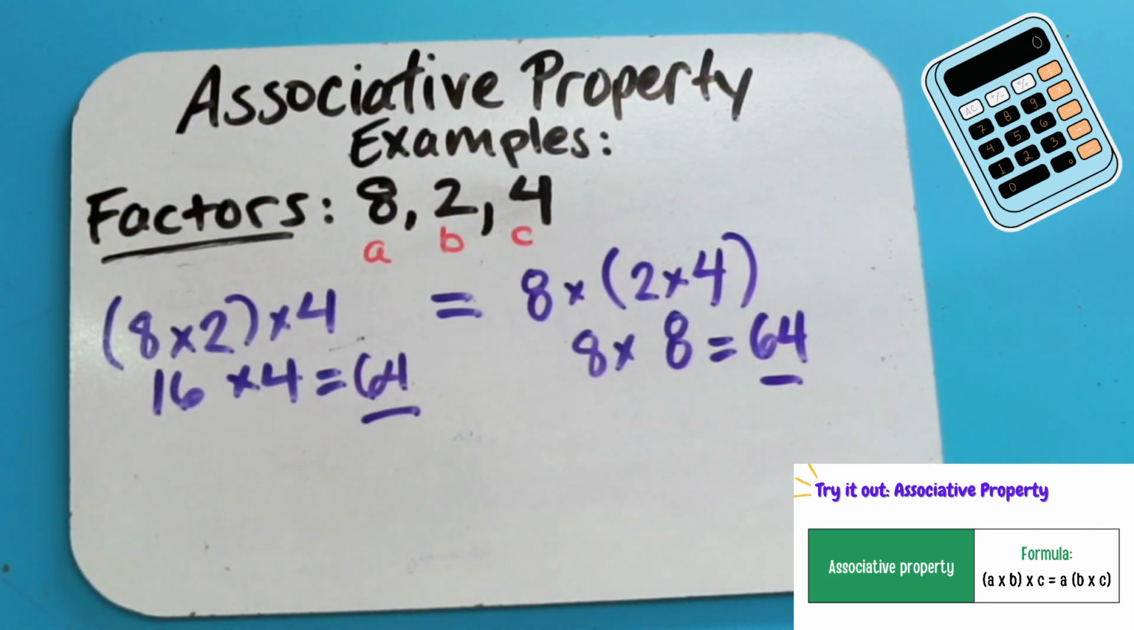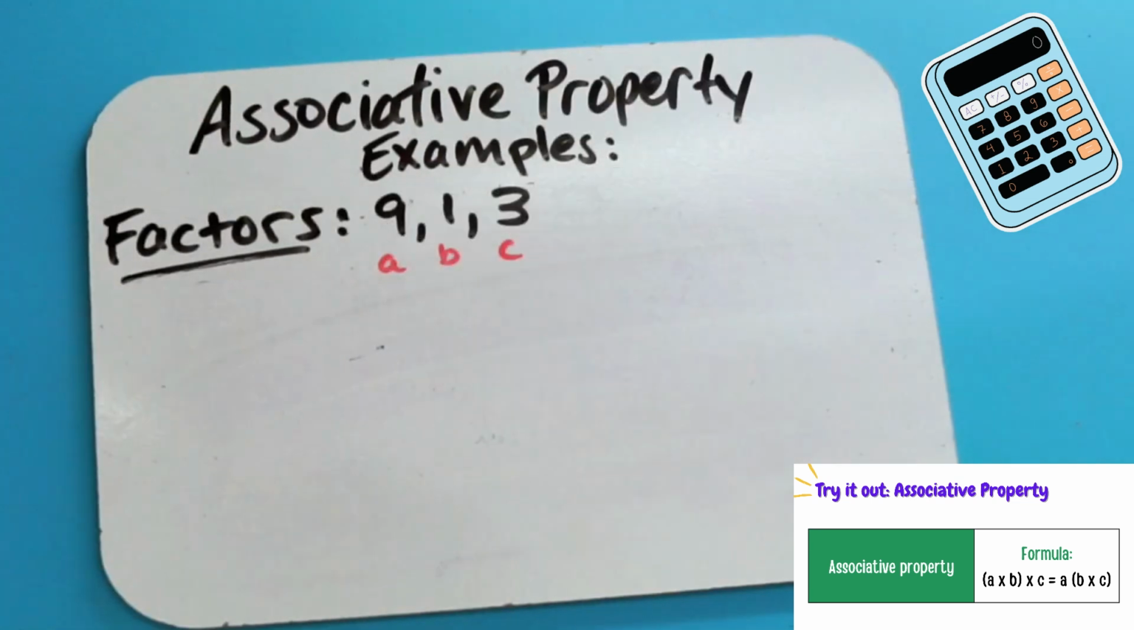Now, if you like, you can plug in any set of numbers. We can use the numbers 9, 1, and 3. Using our associative property formula, once again, we are going to plug in the next set of factors, which are 9, 1, and 3. So let's see what that looks like using our formula. (A times B) times C is equal to A times (B times C).